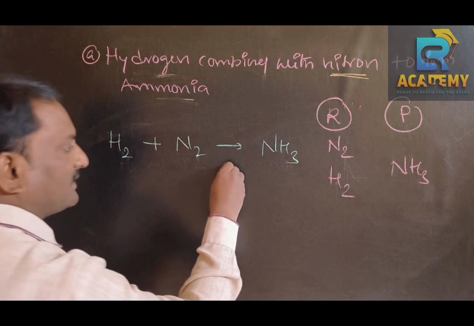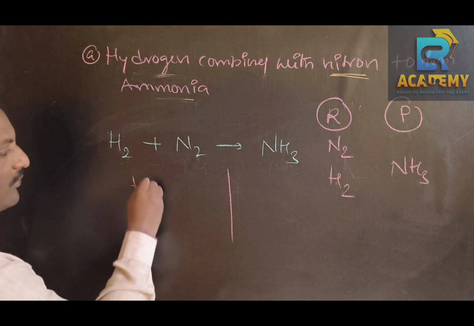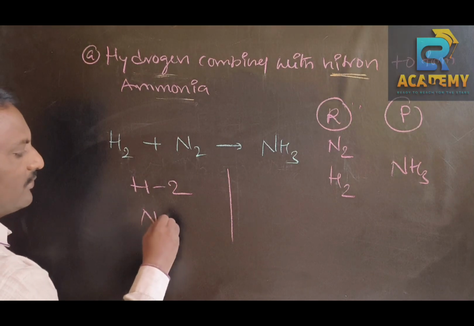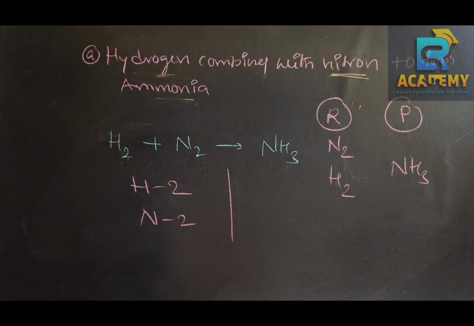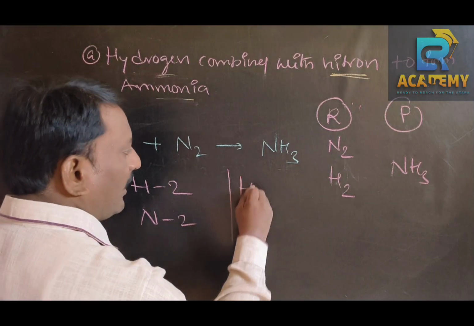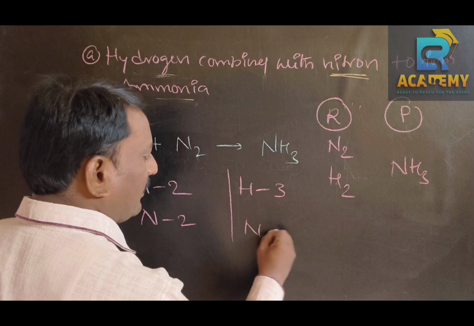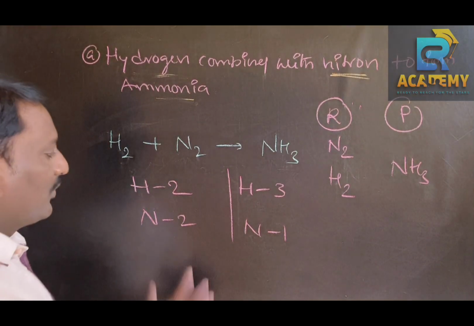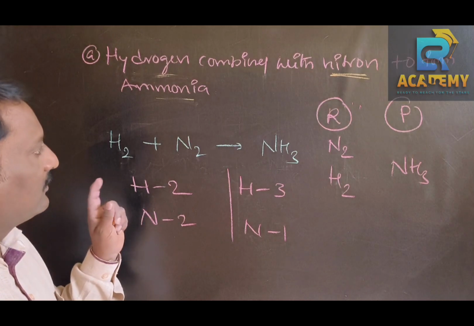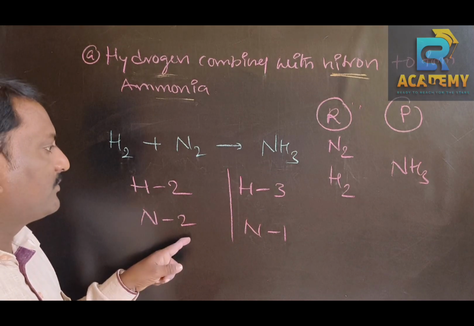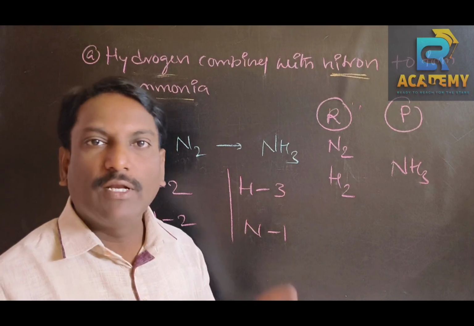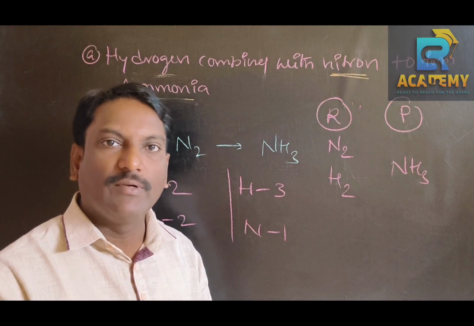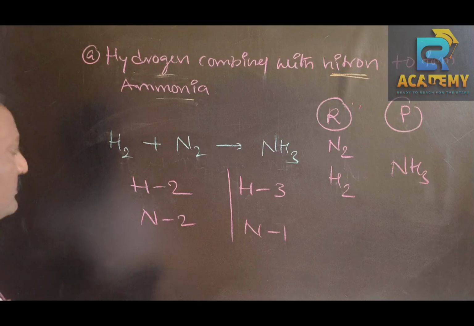Now let us check whether it's a balanced equation or not. Hydrogens here are 2, nitrogens 2. On this side, hydrogens are 3, nitrogen 1. It's an unbalanced chemical equation. So what is the balanced chemical equation? A balanced chemical equation has equal number of atoms of different elements on both sides. So let us balance this equation.